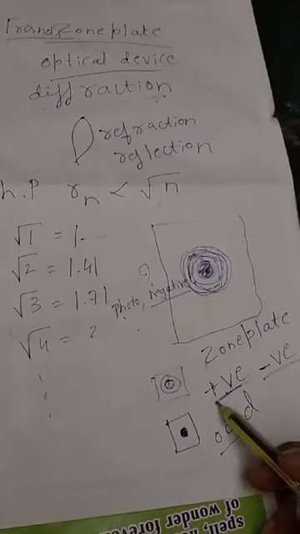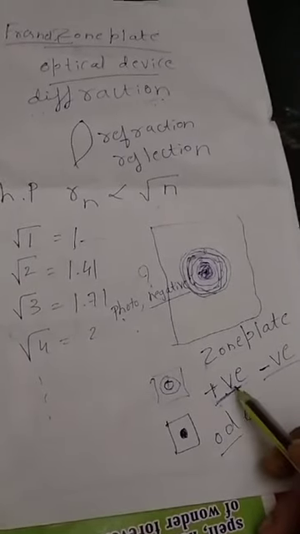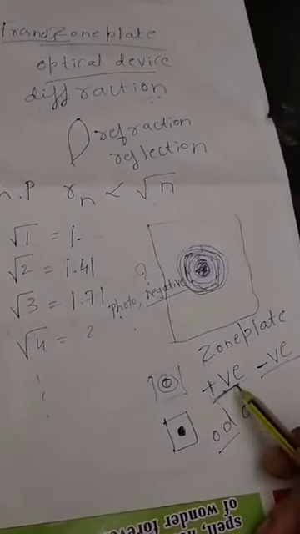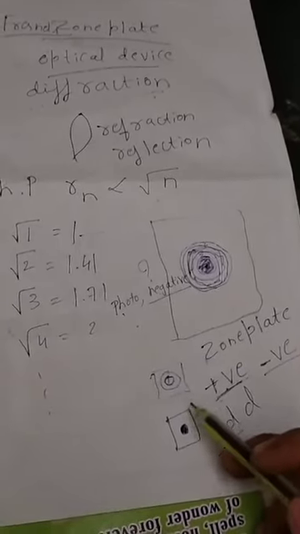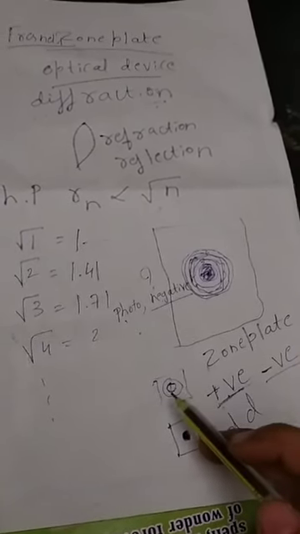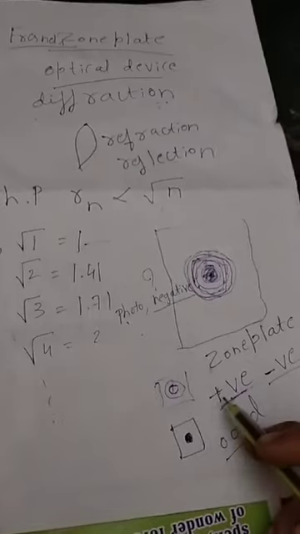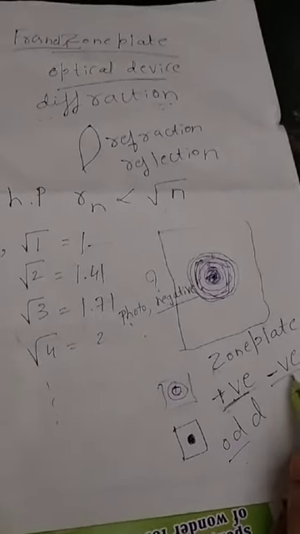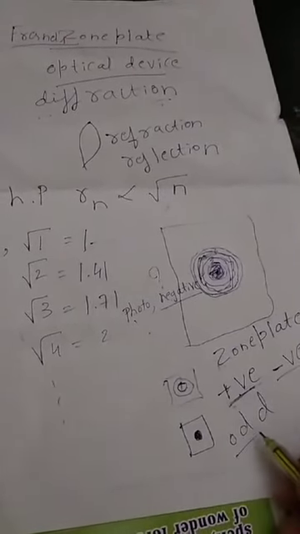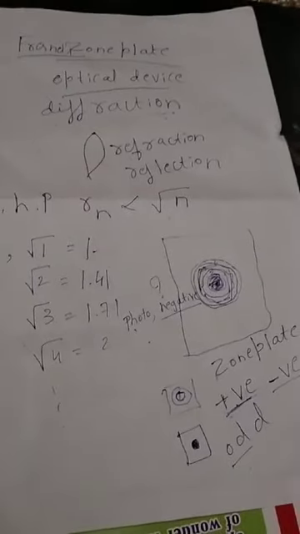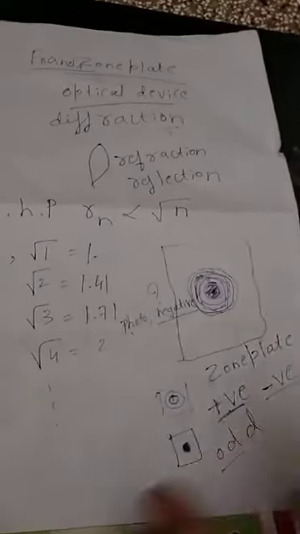And zone plates are of two types, positive and negative. Positive is one in which odd zones are transparent, or this can also be treated as one in which the central zone is transparent. Negative zone plate is one in which even zones are transparent, or the central zone is opaque. I can define it like that also. So this is about the construction of the zone plate.